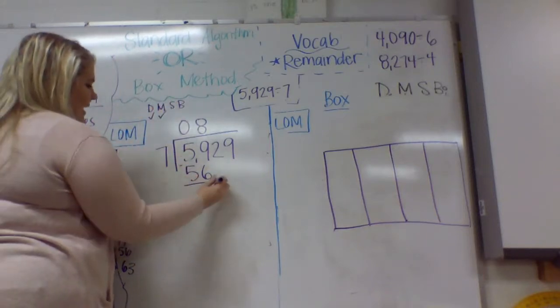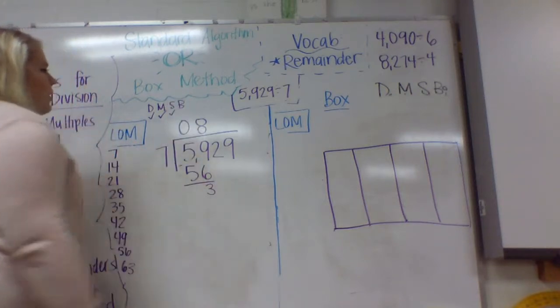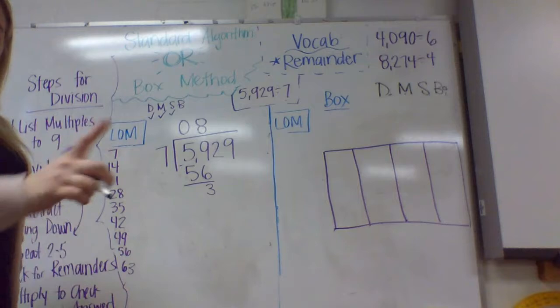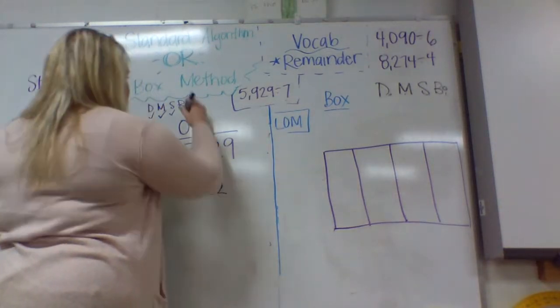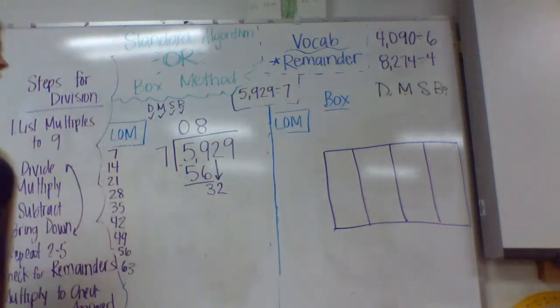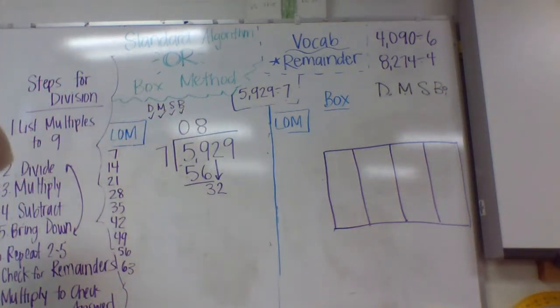When I subtract, 9 minus 6 is 3. 5 minus 5 is 0. Now I need to bring it down. Remember, I can only bring one number at a time. So I'm going to bring my 2 down. Now I have 32. I've got check marks in all of my columns, so I'm ready to start again.